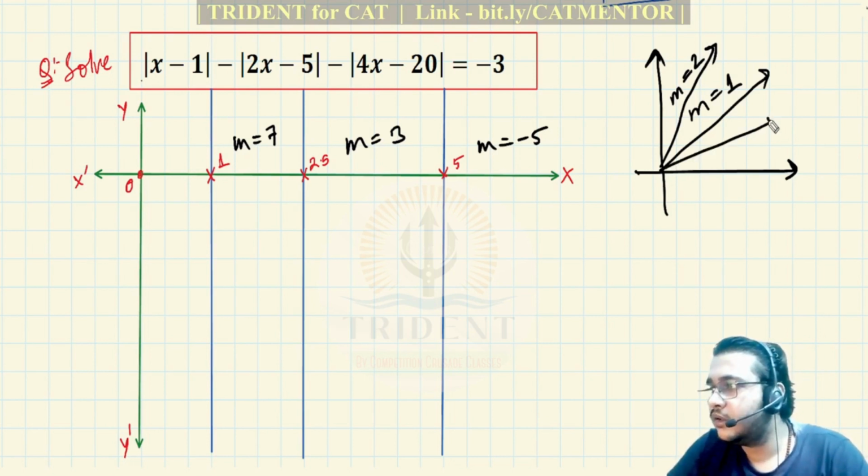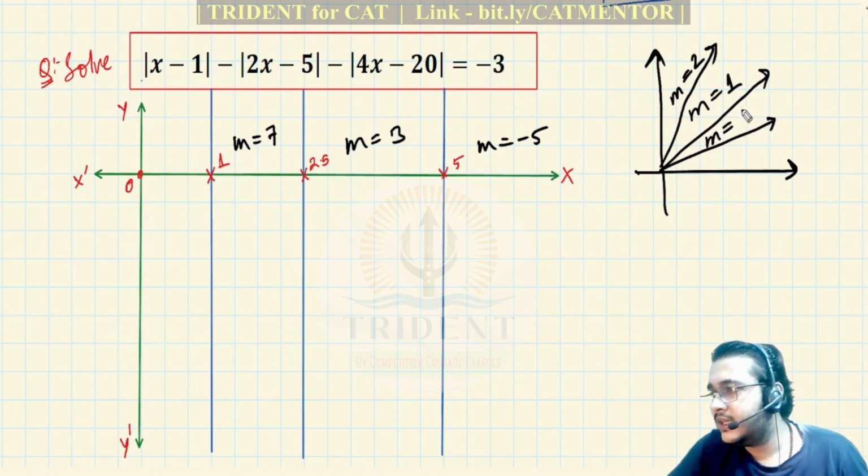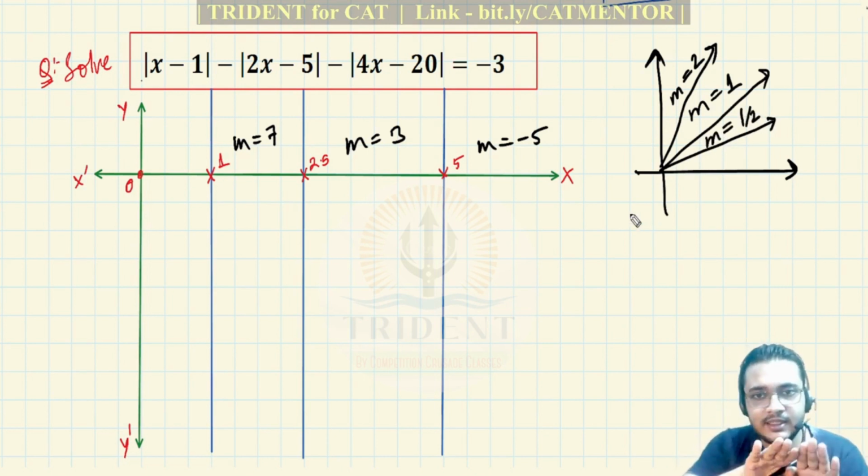What happens if the slope, again I'm digressing a little bit, but then please understand this. What happens if the slope is a fractional value? Suppose m equals to half. In that case, the line will be flatter in the sense that it will start having an affinity towards the x-axis. Okay, and the same thing happens for the negative slopes also.